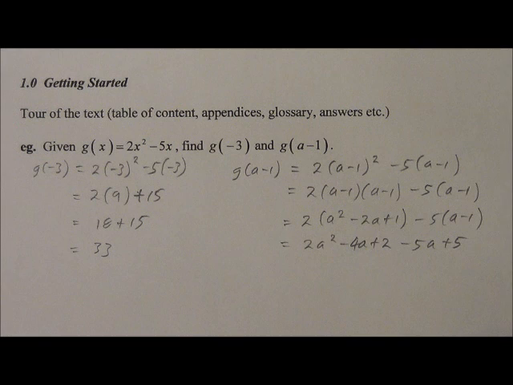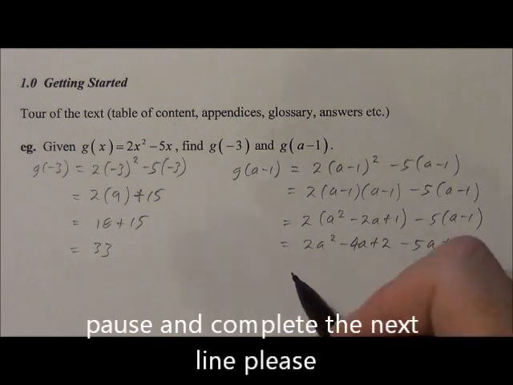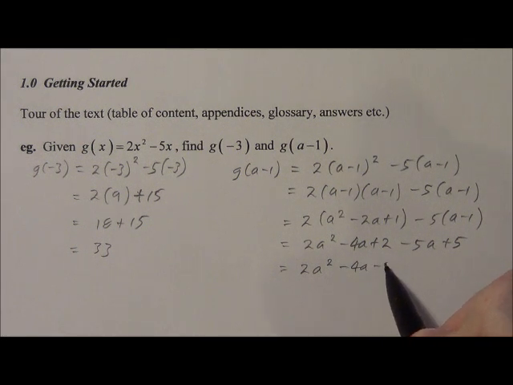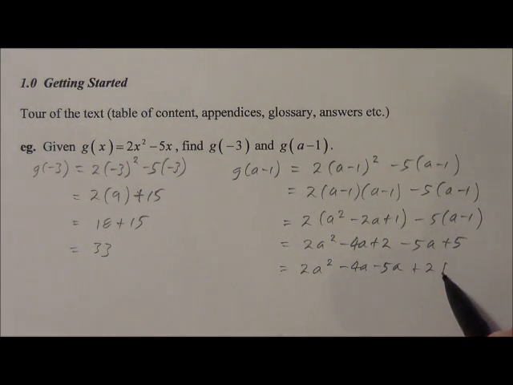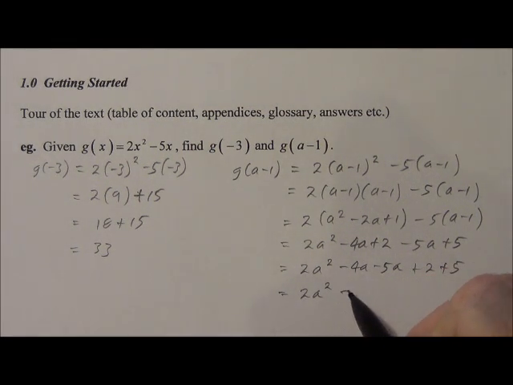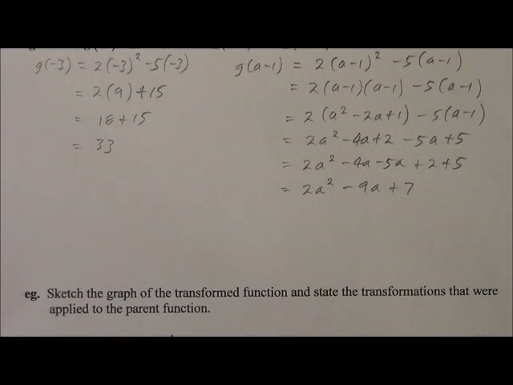Okay, what will you do next? We'll collect like terms, and what's the next step? We will combine like terms then. And that is g of a minus 1 simplified. If you have any questions about that, please don't hesitate to ask me in class tomorrow.